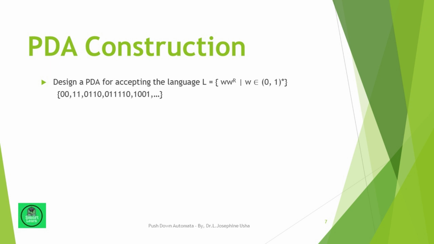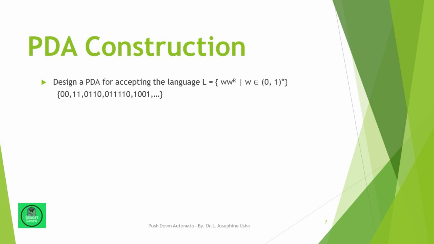First we have a set of strings of zeros and ones, that is W, and next we have the reverse of W. The possible strings are 0011, 0110, 1001, that is the reverse. And then consider W is 011, then W^R is 110 and the string is 011110. Like that we can derive any number of strings.